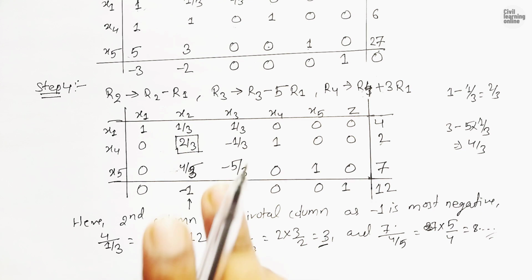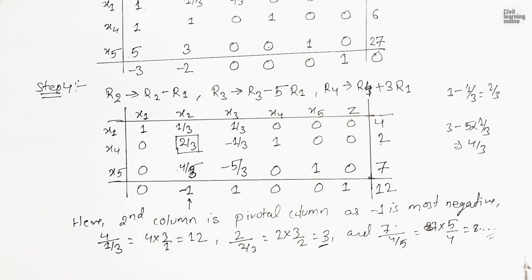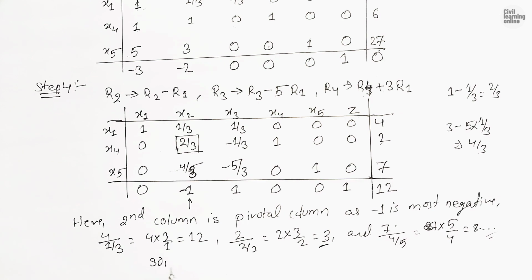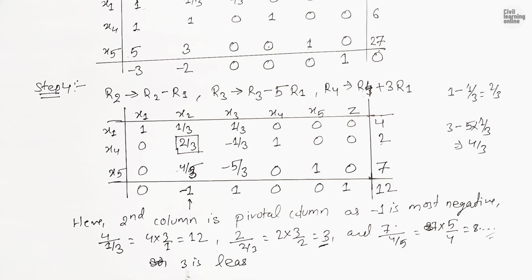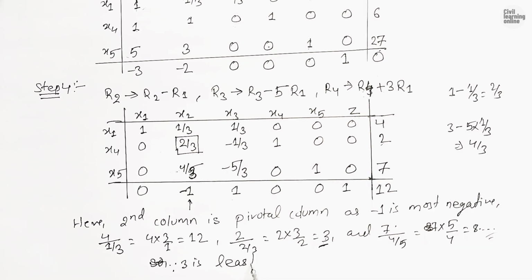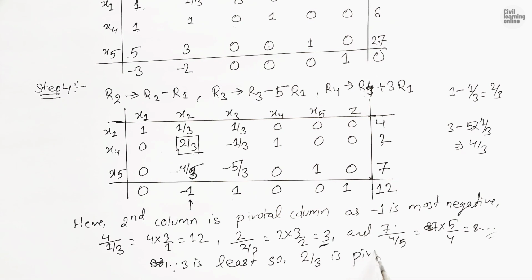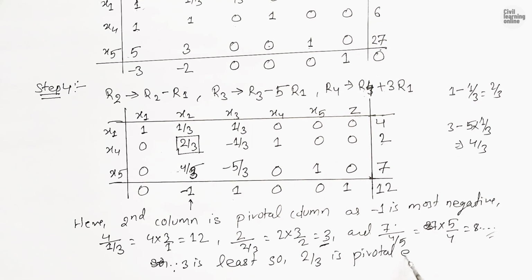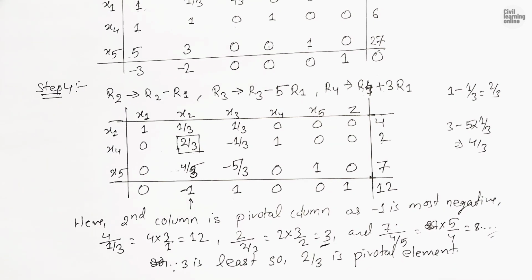Our main aim is to calculate the pivotal element, and we have come to know that 2 by 3 is the pivotal element. So here 3 is least. Since 3 is least, 2 by 3 is the pivotal element. Now we have got the pivotal element. We will move to step 5, and in step 5 we will convert the pivotal element to unity.